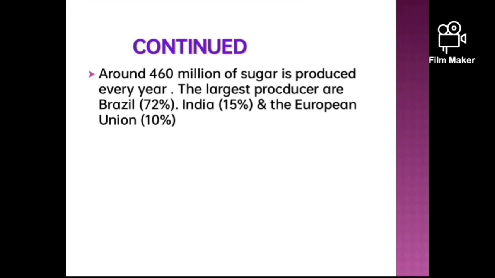Do you know? Around 460 million tonnes of sugar is produced every year. The largest producers are Brazil with 72%, India with 15%, and the European Union with 10%.